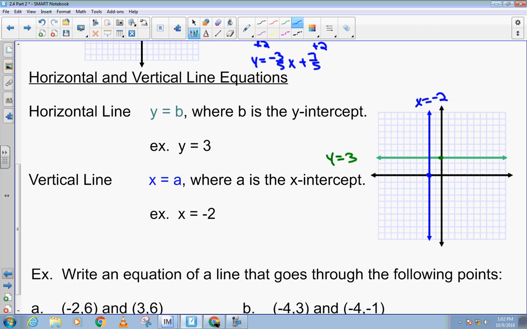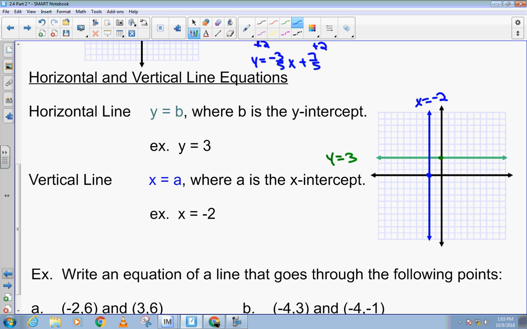Undefined. So anytime you have an undefined slope, you know it's going to be x equals whatever the x coordinate is. Because no matter what x is, no matter what y is, x is going to be the same. Also, let's say they gave you this and told you to graph it. If I told you y equals 3, then you go to 3 on the y-axis and you draw a line through it.